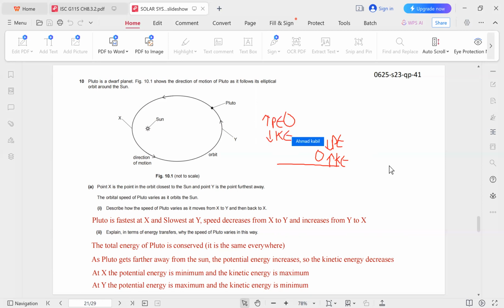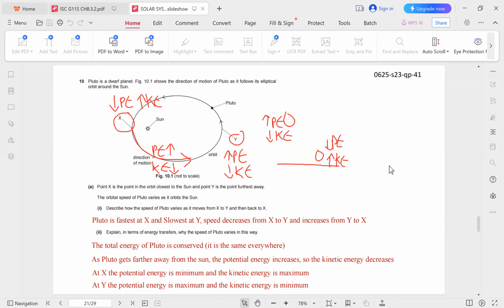So the same thing applies in space. When it is at X, this is similar to being close to the floor. So it has low potential energy and high kinetic energy. When it is at a farther distance away, like Y, it has high potential energy and low kinetic energy. So moving from X to Y, what happens? Potential energy increases, kinetic energy decreases. So describe how the speed of Pluto varies as it moves from X to Y. So from X to Y, since the kinetic energy decreases, we can say that the speed decreases from X to Y.